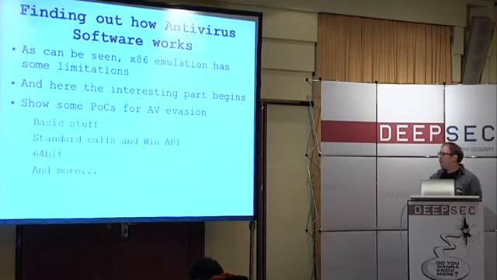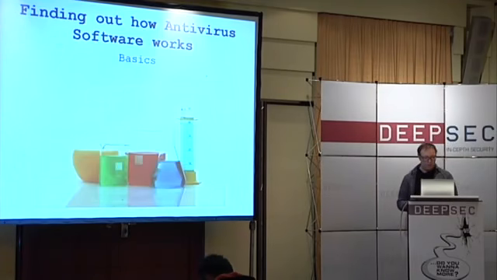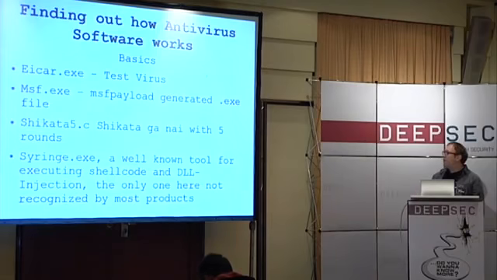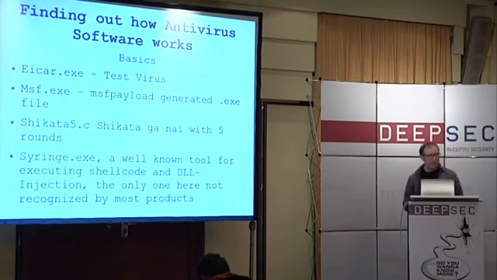So we have seen that the emulation has some limits, and here a more interesting part can start. I will show you some proof of concept code. First, I did some basic testing just to have a baseline, to look at how well antivirus detection works. So with EICAR, an MSF payload generated exe file, Shikata Ga Nai with 5 rounds, and the well-known Syringe tool, which surprised me a little after compiling it. Only one product recognizes this as malicious.